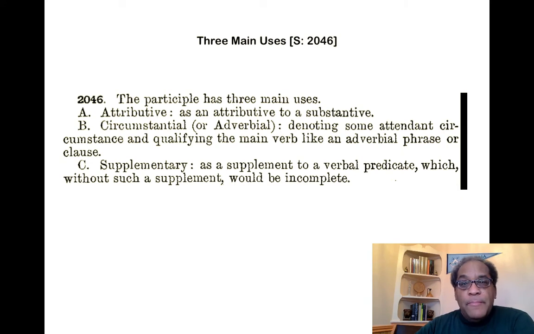Now, here's the main core of this presentation. The participle has three main uses. A, attributive, where it serves as an attribute to a substantive, noun, or pronoun. B, circumstantial or adverbial, denoting some attendant circumstance and qualifying the main verb like an adverbial phrase or clause. And C, supplementary, as a supplement to a verbal predicate, which, without such a supplement, would be incomplete. So let's look at each of these and the examples of them that we've seen so far.